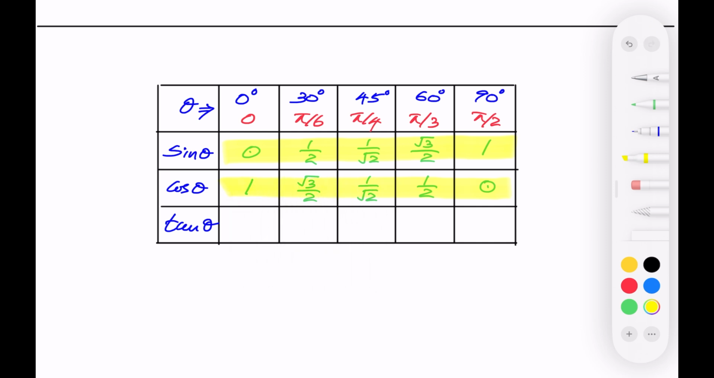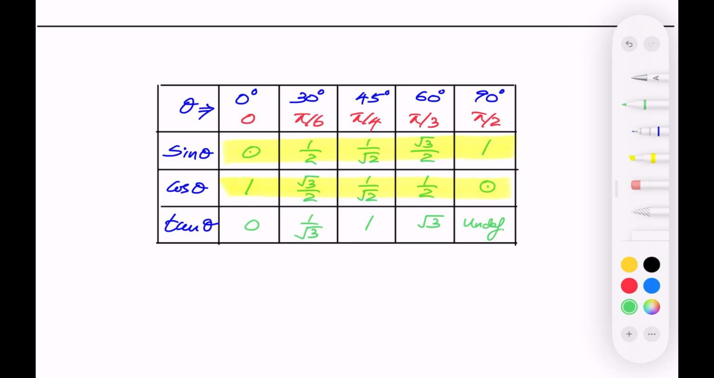We will also see tangent theta. We know that tangent 0 is equal to 0, tangent 30 degrees is equal to 1 over square root 3, tangent 45 degrees is equal to 1, tangent 60 degrees is equal to square root 3, and tangent 90 degrees is undefined. It's also easy to deduce tangent theta if you simply fill out the first two rows.